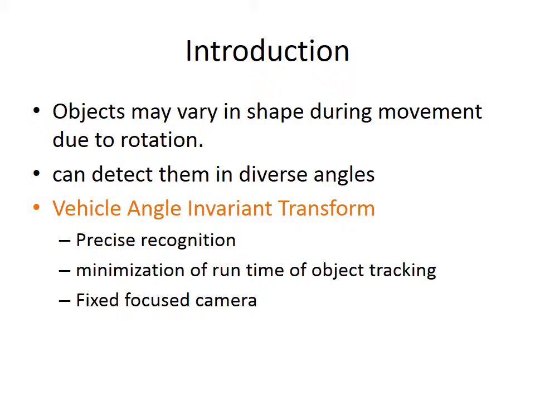Developing object tracking and recognition systems is still one of the most challenging works of computer vision applications. Objects may vary in shape during movement due to rotation, so it is very difficult to recognize the object accurately. We are trying to detect an object and recognize it in a way so that we can detect it from diverse angles. For detection, we use optical flow and blob analysis, and for the recognition of the object we use our own VAIT features, vehicle angle invariant transform.